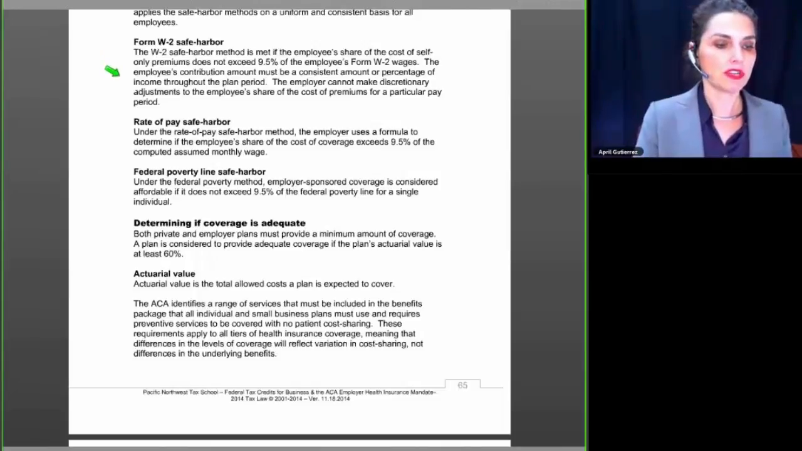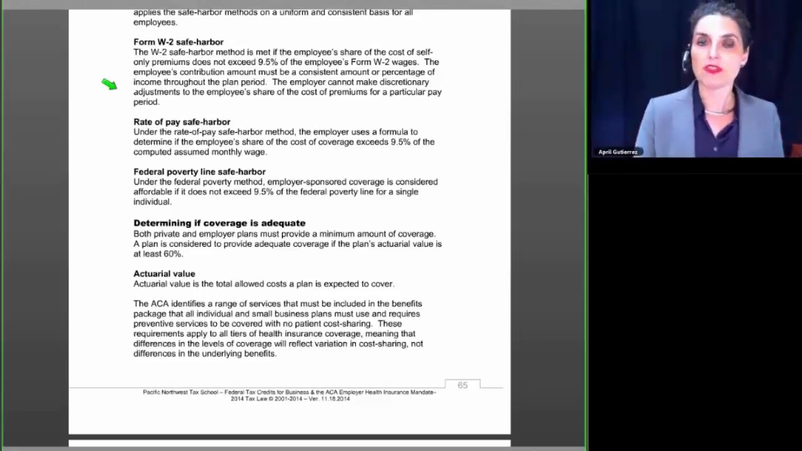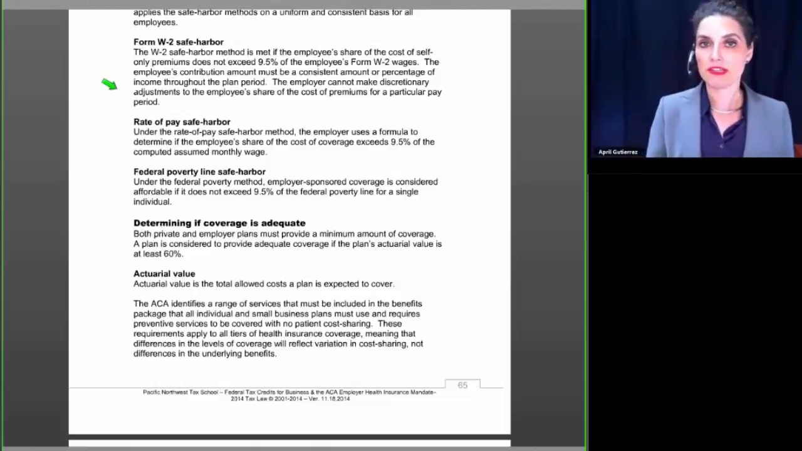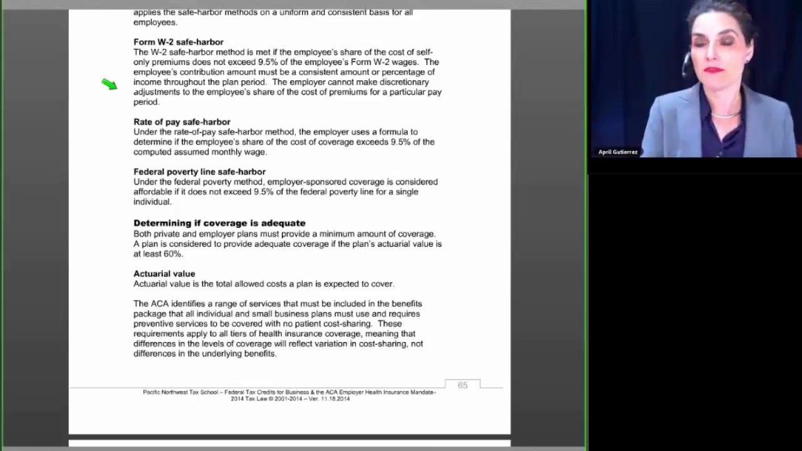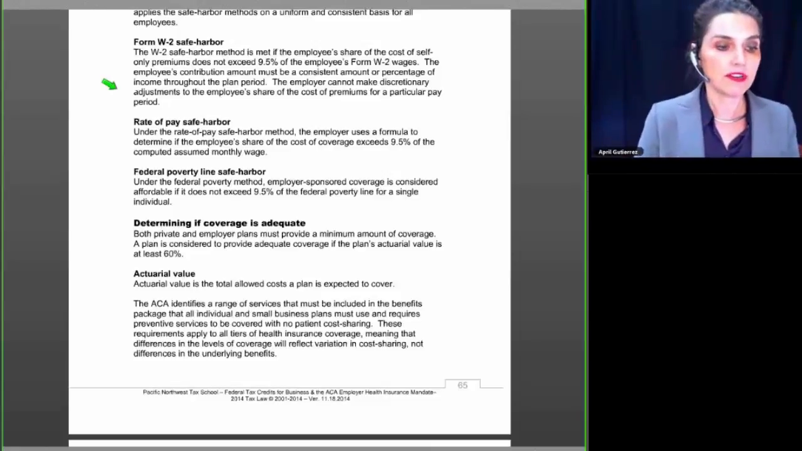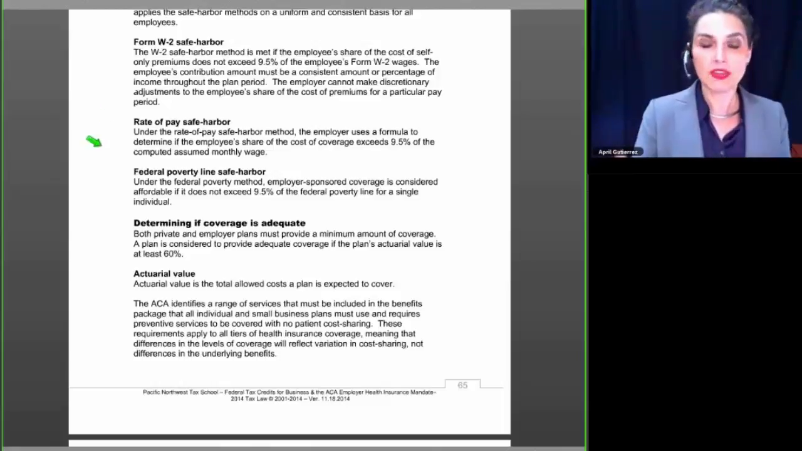The employee's contribution amount must be a consistent amount or percentage of income throughout the plan period. The employer cannot make discretionary adjustments to the employee's share of the cost of premiums for a particular pay period. So you might have an employee who is paid on an hourly basis, and some months they earn more money than other months just because of their hourly rate. The employer is going to have a uniform and consistent method of figuring that 9.5% limit without regard to any variability in the amount of pay that an employee is receiving in any particular month, if that rate varies.